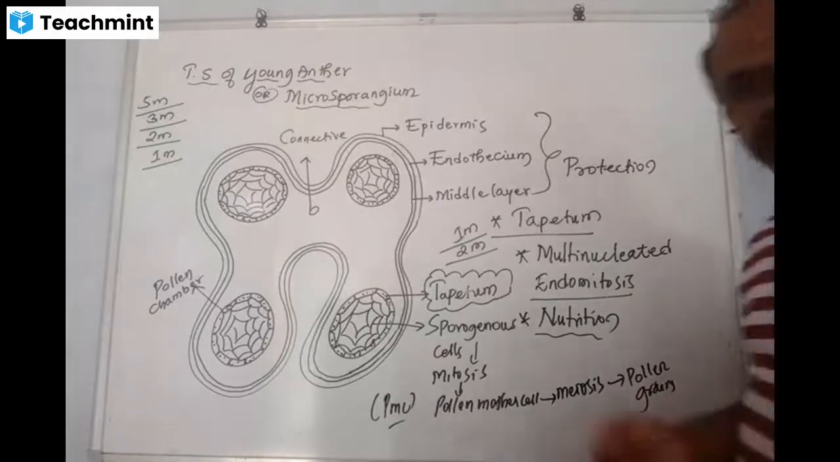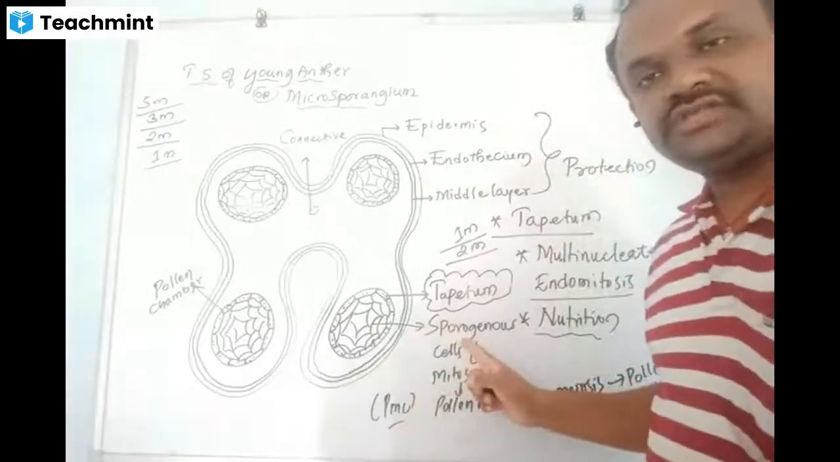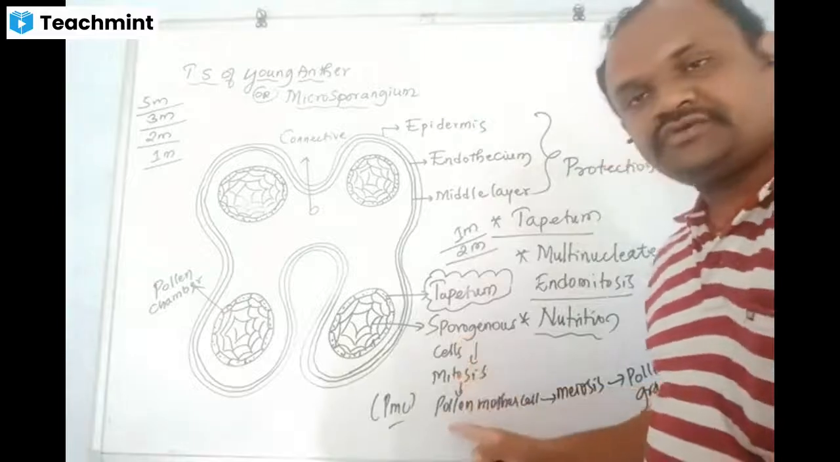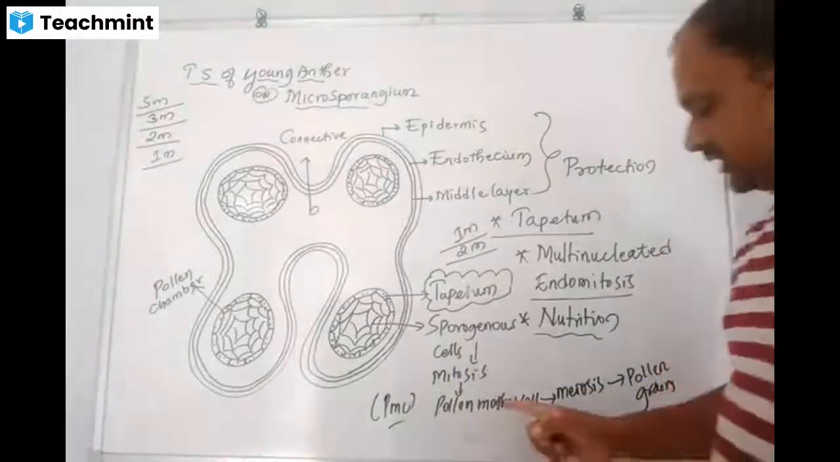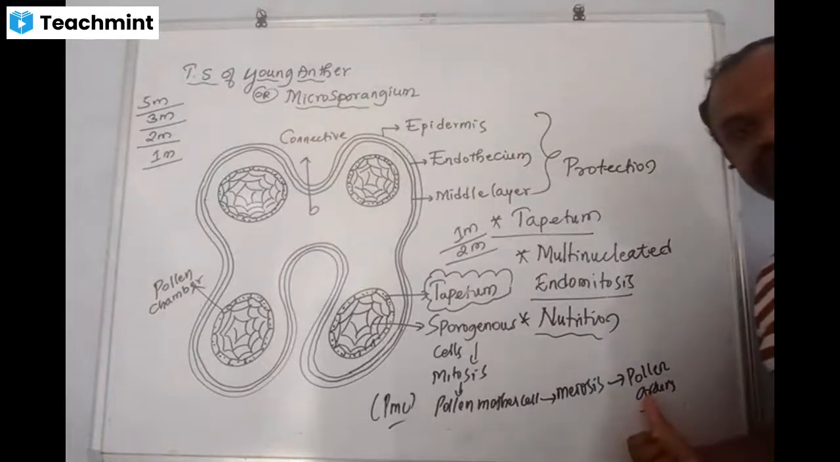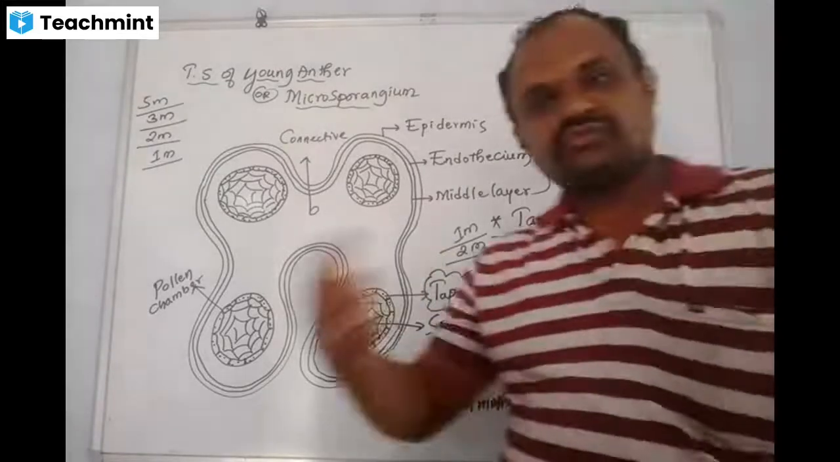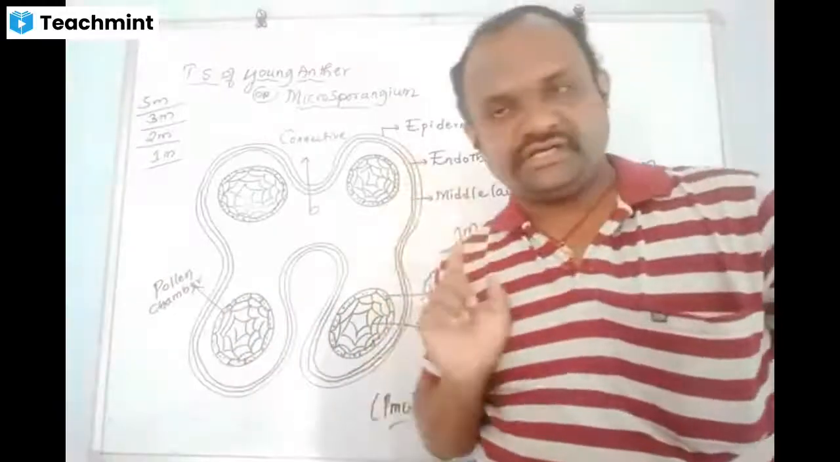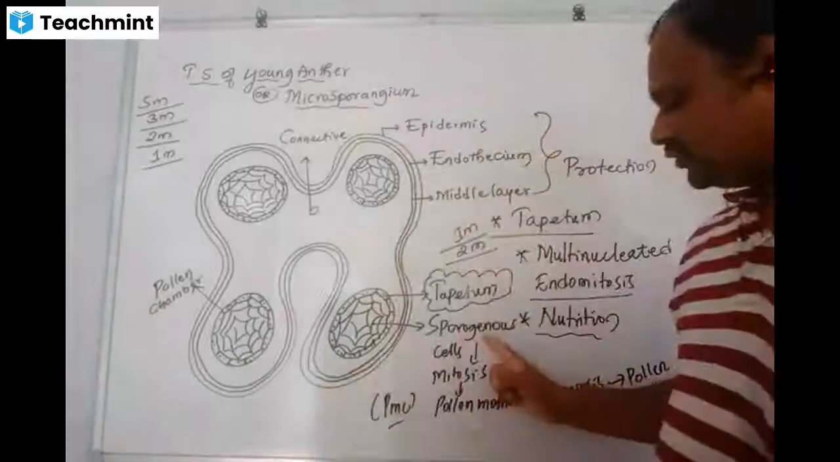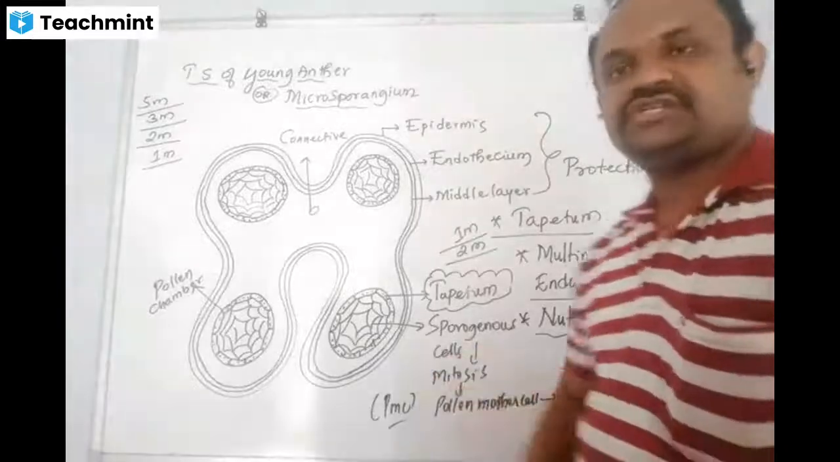So how do pollen grains develop? The sporogenous cells undergo mitosis and produce the pollen mother cells, and the pollen mother cells undergo meiosis to form the pollen grain. We call that microsporogenesis. But for the sporogenous cells to divide, it requires energy.